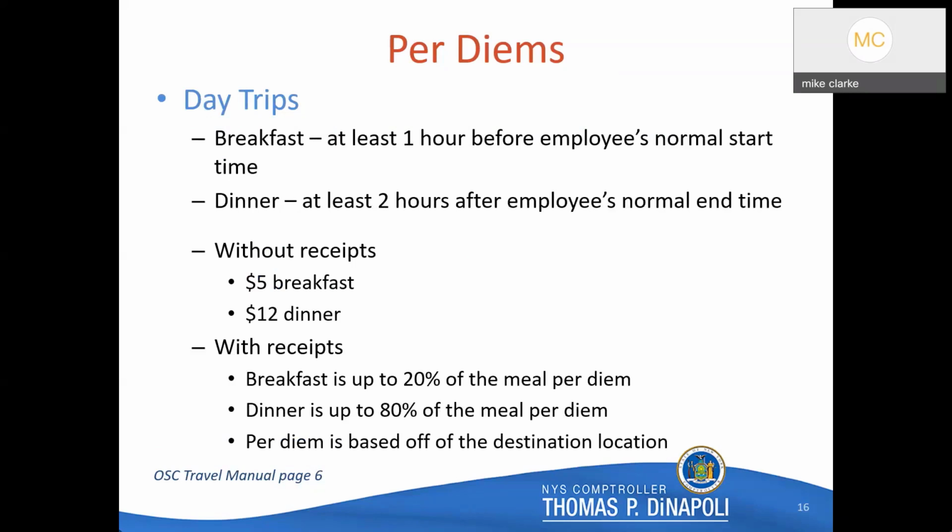And if you are going the method two, receipted method, you would be able to receive for breakfast up to 20% of the meal per diem based on the location of where you're staying, as well as up to 80% of the meal per diem for dinner, again, based on the location of where you're staying. That is all I have on per diems. I will now turn it over to Megan, who will be covering the different types of transportation expenses.